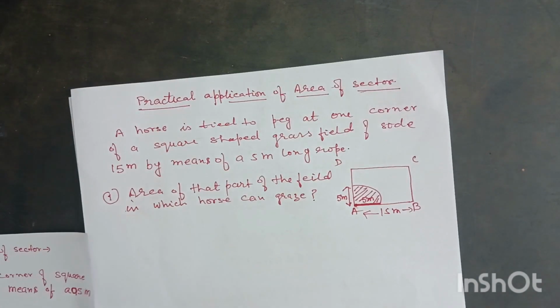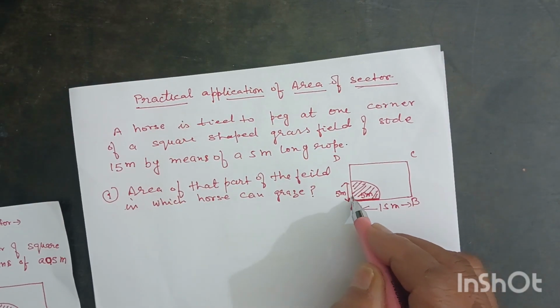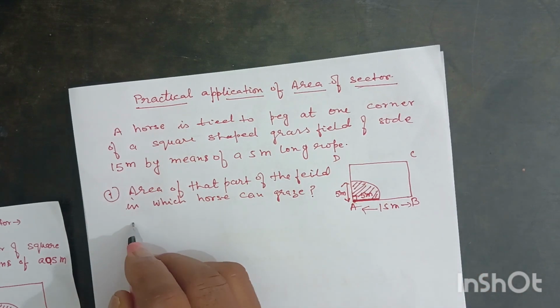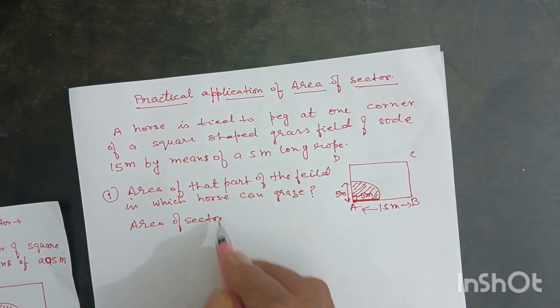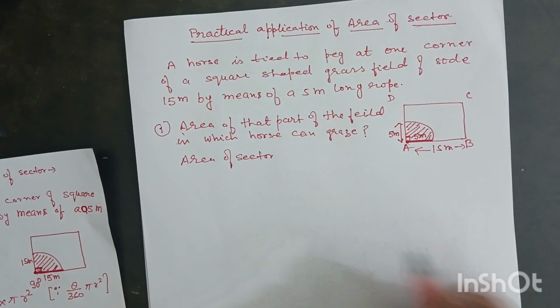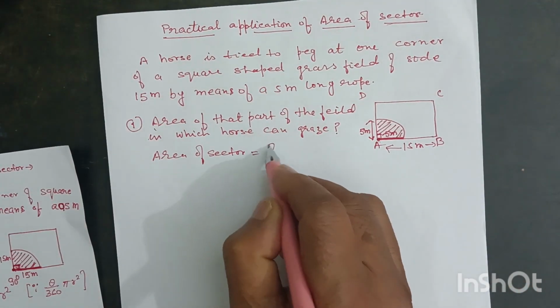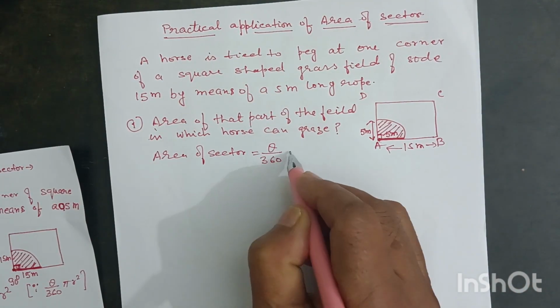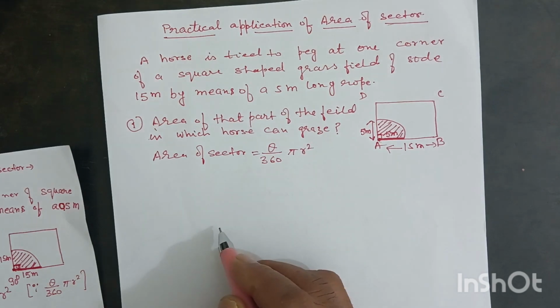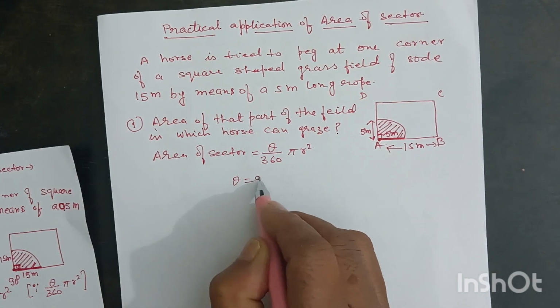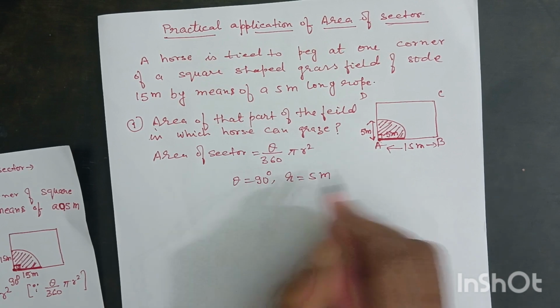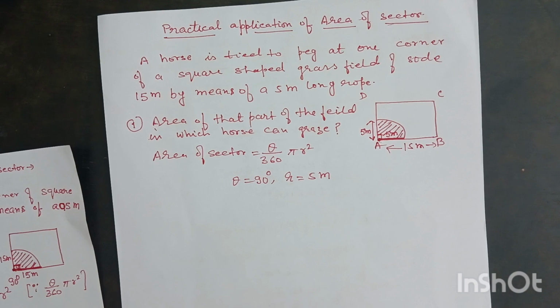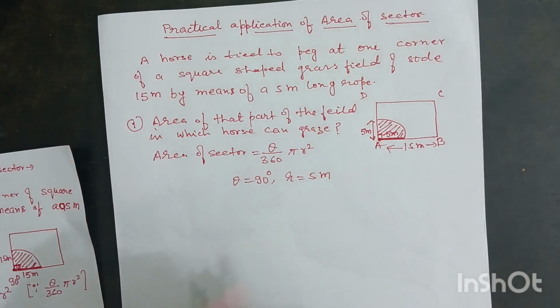Now in this, as we know here, vertex angle is of 90 degree. Vertex angle of a square is 90 degree. So area of sector we know theta upon 360 pi r square. In this question, theta is 90 degree and radius is 5 meter. That is the length of the rope to which the horse has been tied.